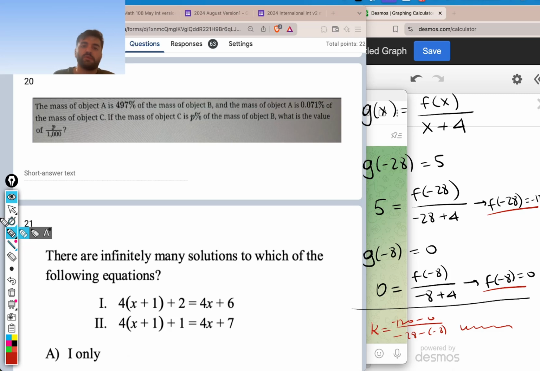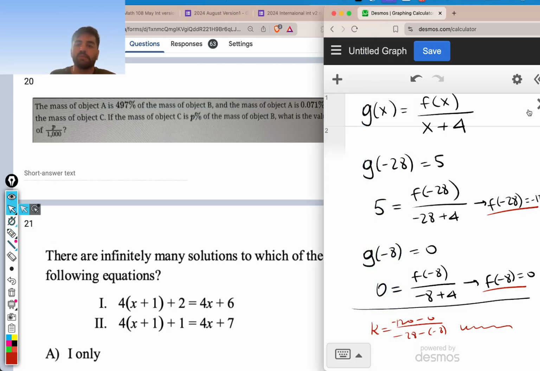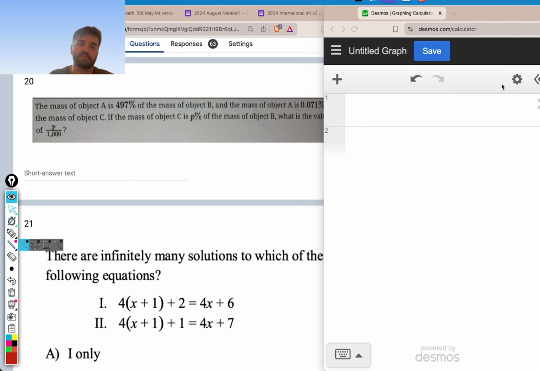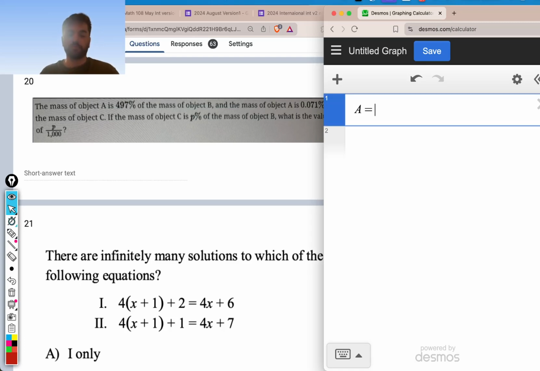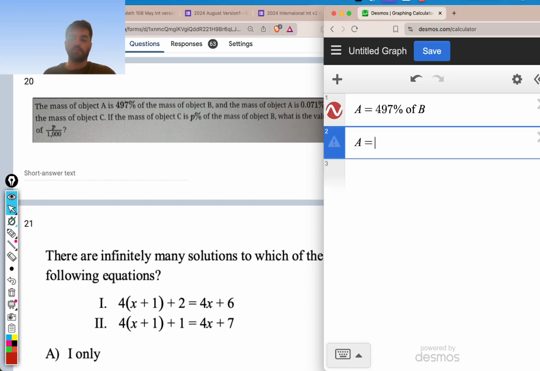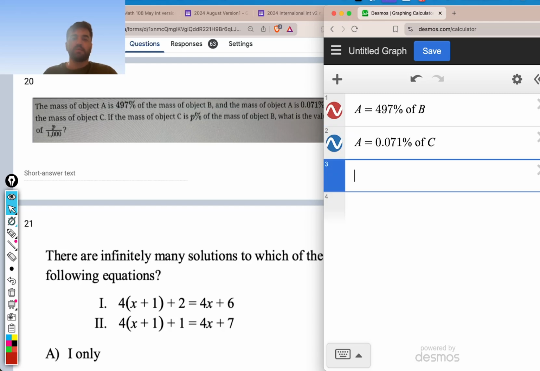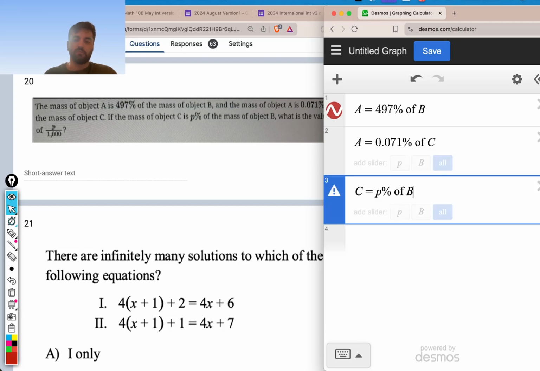For 20, again, it's better to write this one to Desmos and give some value to one of them, not all of A, B, C. Okay, let's write it like that. A is equal to 497% of B. A is equal to 0.071% of C. Then C is equal to P% of B.